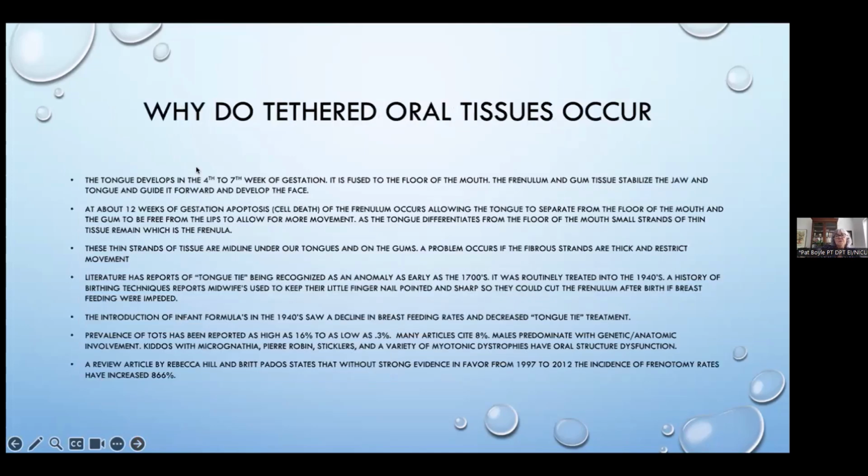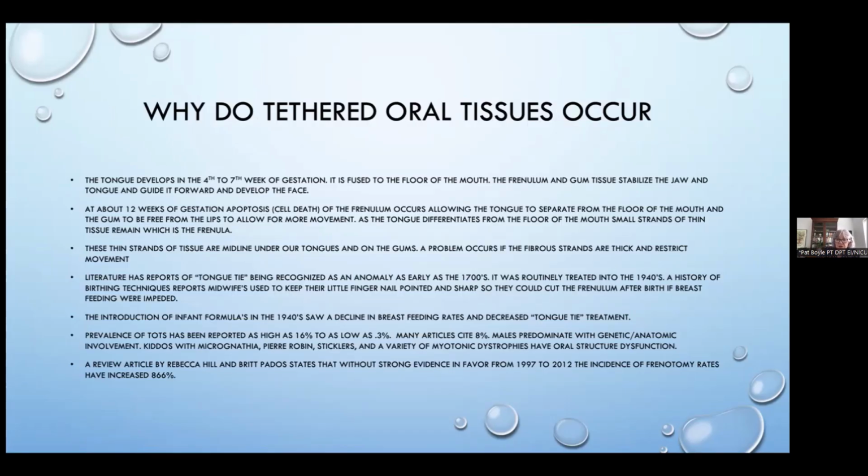So why do they occur? So the tongue develops in the 4th to 7th week of gestation. And in order to develop, it's fused to the floor of the mouth. The frenulum and gum tissues stabilize the jaw and the tongue and allow it to be guided forward to be developed. At about 12 weeks of gestation, cell death occurs, which allows the frenulum to go away and allows the tongue to separate from the floor of the mouth and the gum to be freed from the lips, which allows for more functional movement.